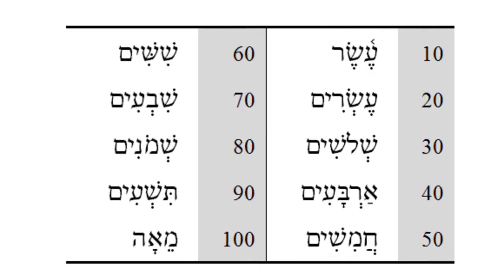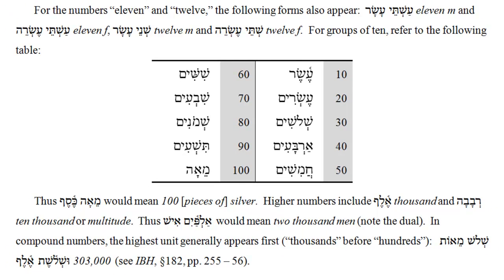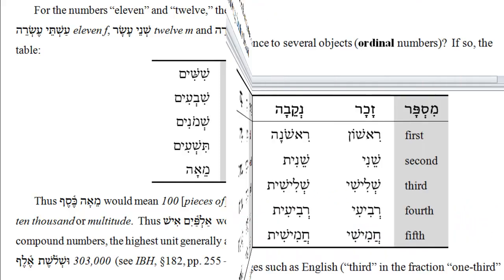Groups of 10 are as follows. Notice that there is no distinction between masculine and feminine. Eser, esrim, shloshim, arba'im, chamishim, shishim, shiv'im, shimonim, tish'im, me'ah. Beyond me'ah, we find elef for 1,000 and revava for 10,000 or multitude.